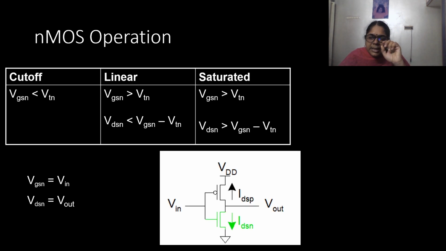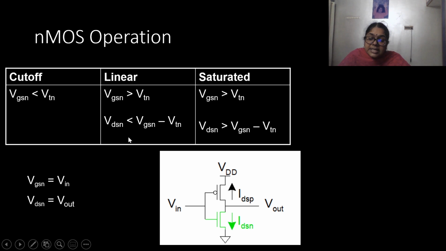So let us consider the nMOS operation. We know that the nMOS transistor will be in cutoff when the gate to source voltage of the nMOS transistor, VGSN, is less than VTN, the threshold voltage. That means there is no inversion layer formed between the source and the drain, so there is no channel created and no current flows. When the applied VGSN becomes greater than VTN, then the channel is created and current starts flowing when we apply a positive voltage VDS.